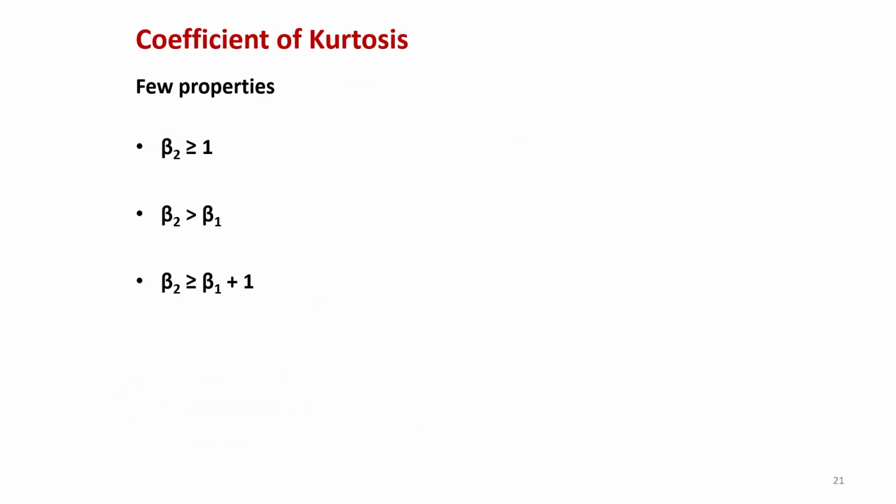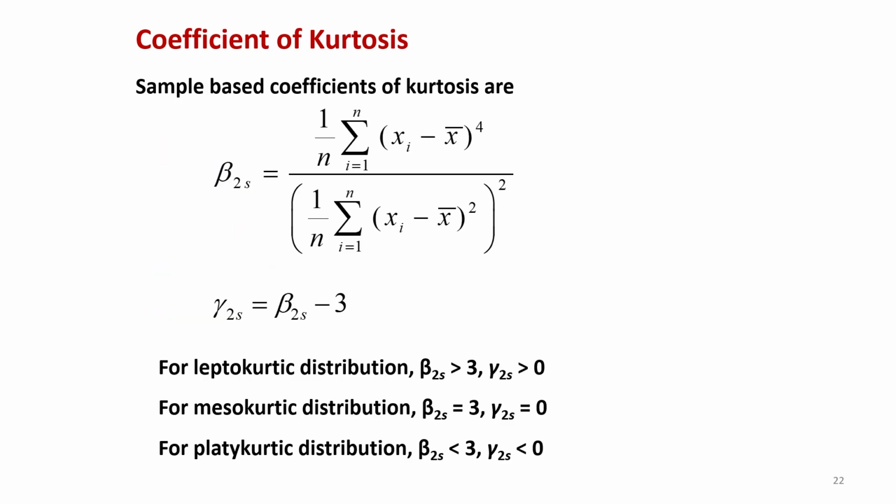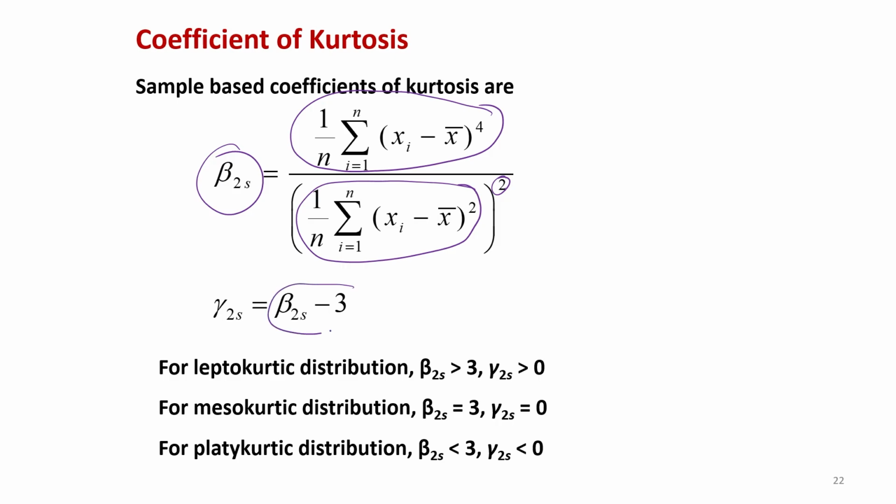And there are some properties of this kurtosis. For example, beta 2 is greater than or equal to 1, and beta 2 is greater than or equal to beta 1 plus 1, where beta 1 was the coefficient of skewness. This is just for your information, right. The sample based coefficient of kurtosis is simply computed by taking the fourth central moment based on the data, and the second central moment based on the data squared. This will be beta 2s, and the gamma coefficient based on the sample will be simply beta 2s minus 3, denoted by gamma 2s.